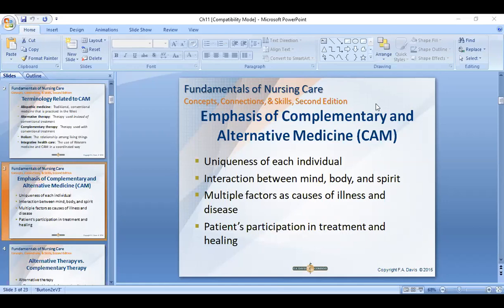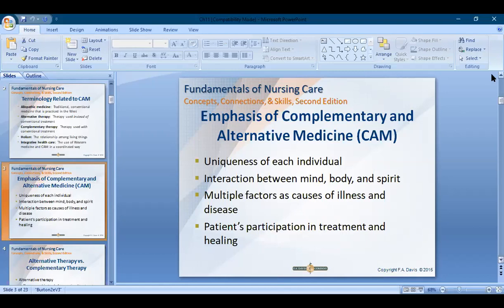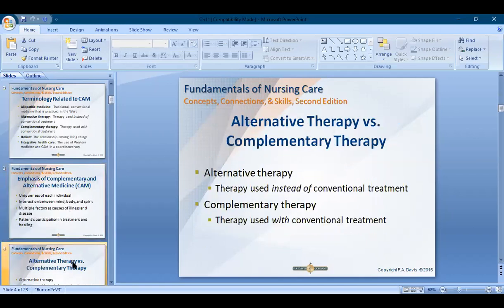Okay, some of the students came a little bit late. For them, I'm just sharing: this chapter, 11, is about alternative medicine.